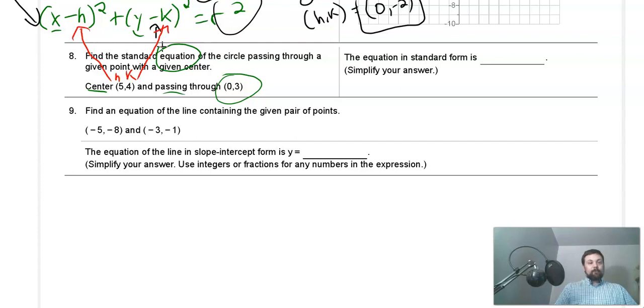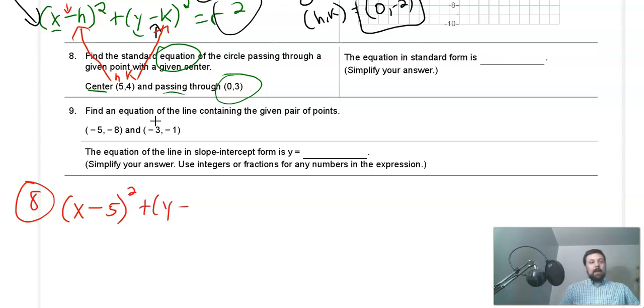the formula. Now, when you're plugging numbers into the formula, you don't have to change the sign of the numbers. The formula does that for you. It's only when you're extracting numbers out of the equation that you have to remember to change the sign of the number, because the formula doesn't automatically take care of that. So let's do number 8 right here. We'll have x minus h, which is 5, plugging in 5 for h, squared, plus y minus k, which is 4, squared, equals r squared.